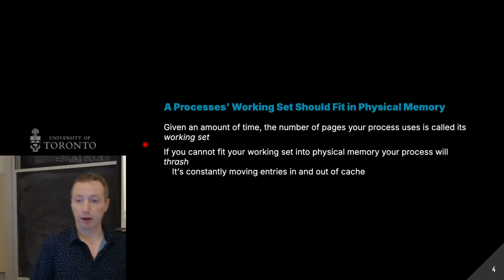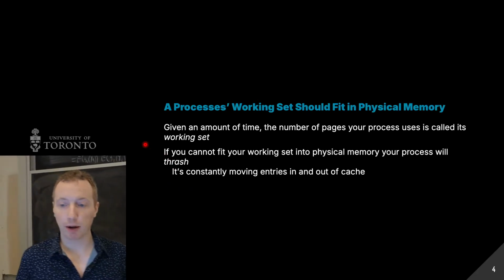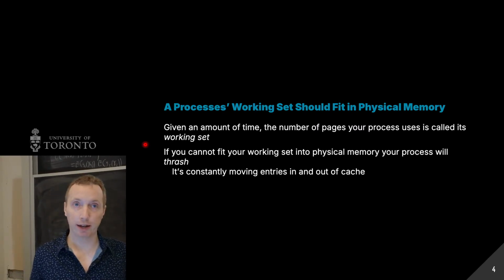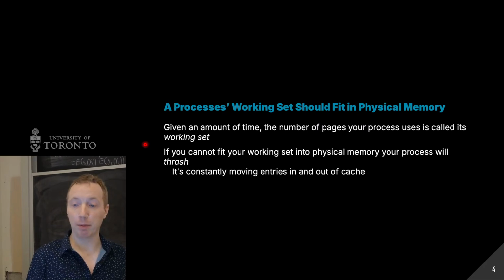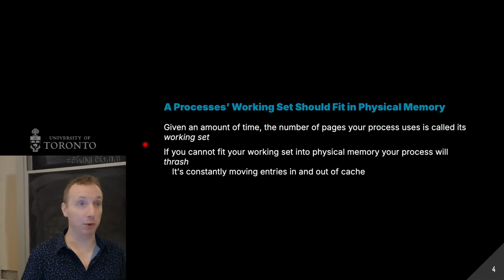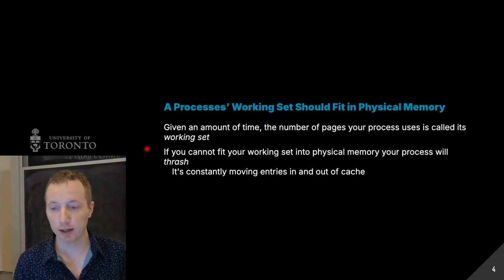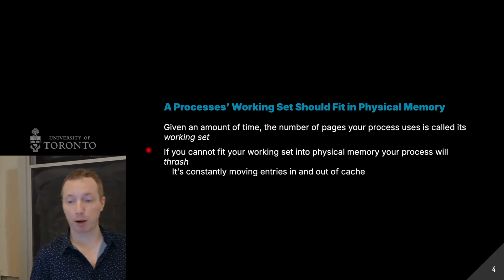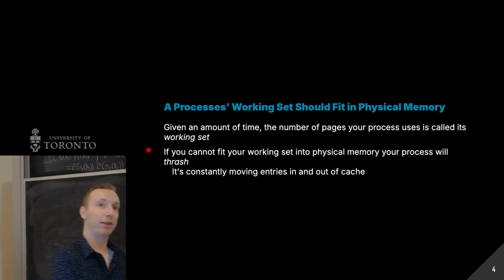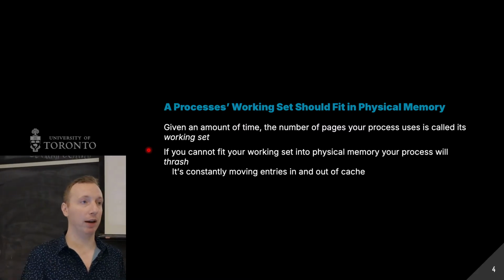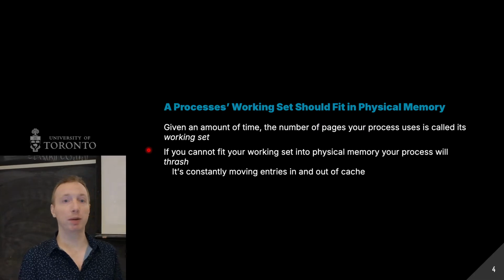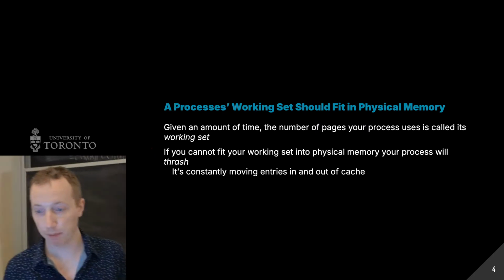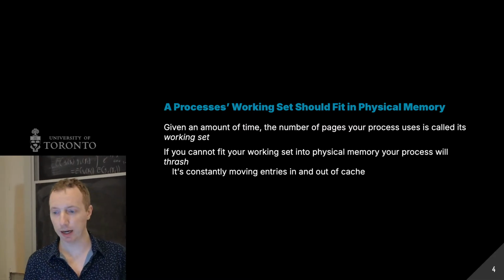So for programming, your process's working set should fit in physical memory. A working set is given an amount of time. It's how many pages your process actually uses. That's called your working set. If you can't fit your working set into physical memory all the time, your process will thrash. That means it's constantly swapping pages in and out to disk, which is going to be really, really slow and very much hurt your performance because it's basically a cache.